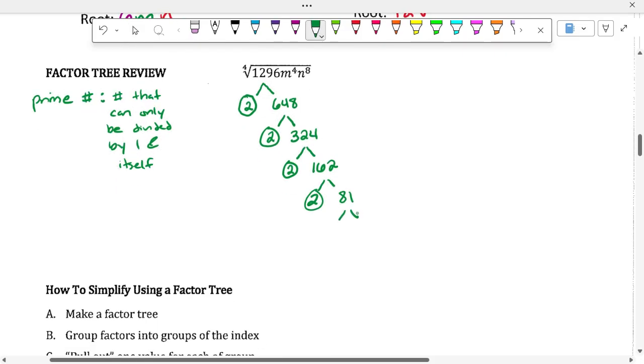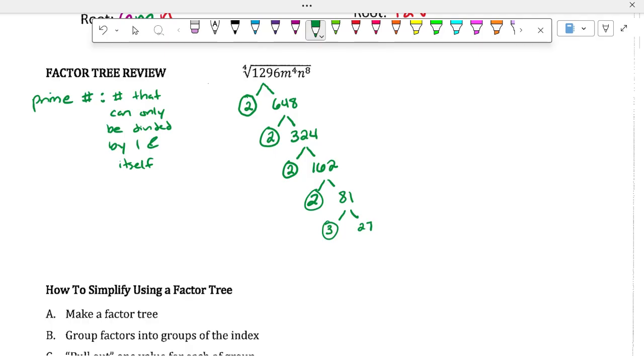Now, we can't divide by 2 anymore, but we can divide by what? What are 2 factors of 81? I mean, yeah, 3 and 27 works, or 9 and 9, because it's a perfect square. Let's do 3 and 27. Which one's prime? 3. Now, you didn't have to use a prime number in one of your factors when you find it. You can use any factors. You just have to recognize which ones are prime.